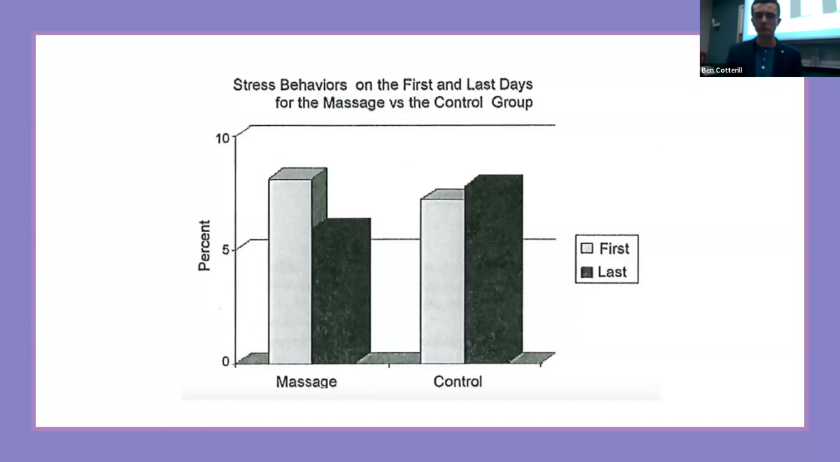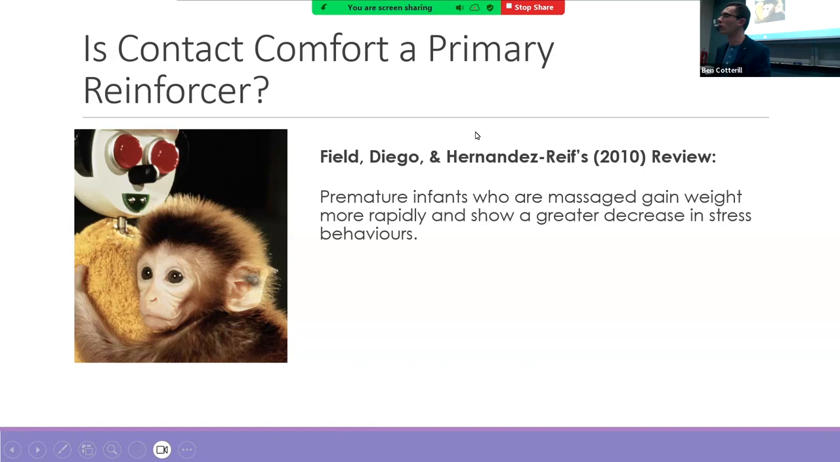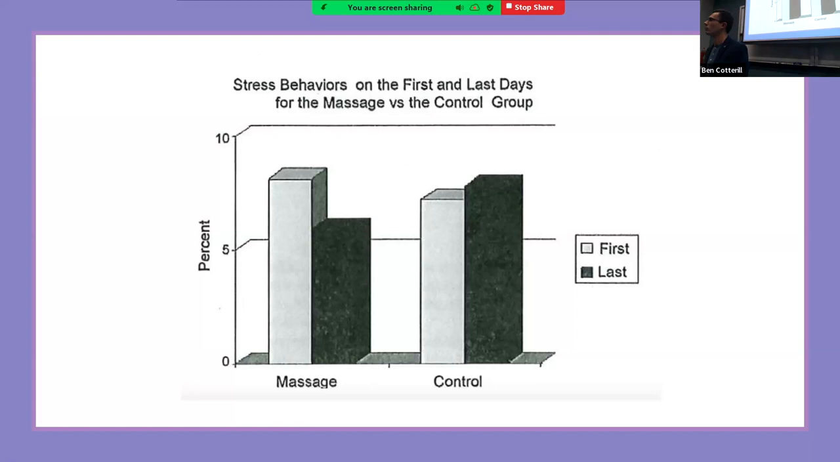There's one meta-analysis looking at contact comfort in premature infants. This is just one study result showing you what I'm talking about. We have a group of premature infants who are given contact comfort, who are massaged, and then a control group who are not massaged. At the start of the experiment, we look at their stress behaviors, and then at the end of the experiment, we see that the massaged group has a significant decrease in their stress behaviors, whereas the control group's stress behaviors have only increased.